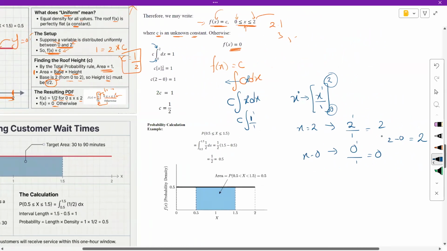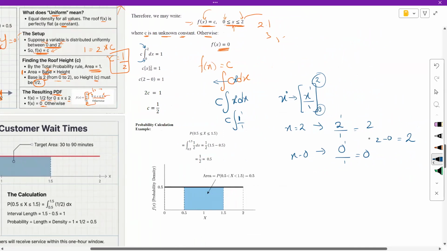Right? Therefore, we can take 2 into 2. So 2c equals, here when we substitute this, we can take this. So 2c equals 1, then c equals half.